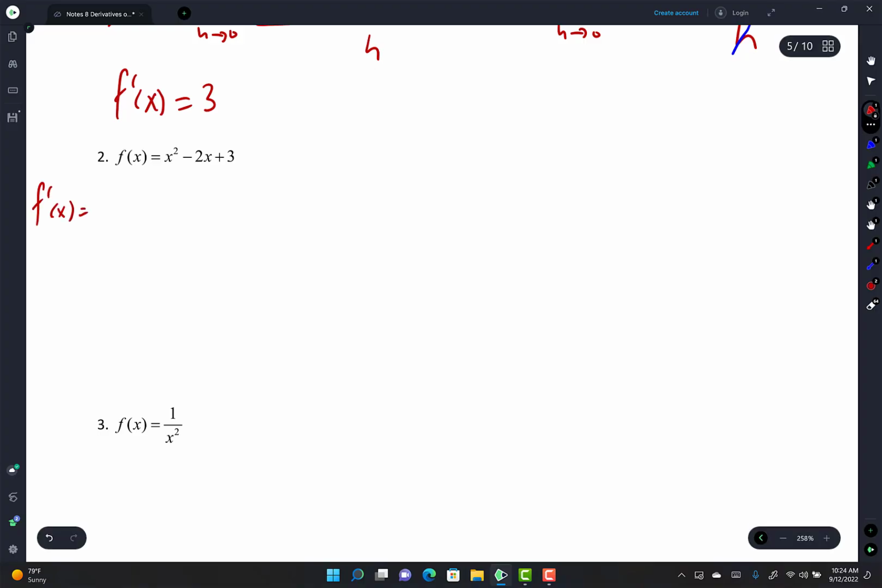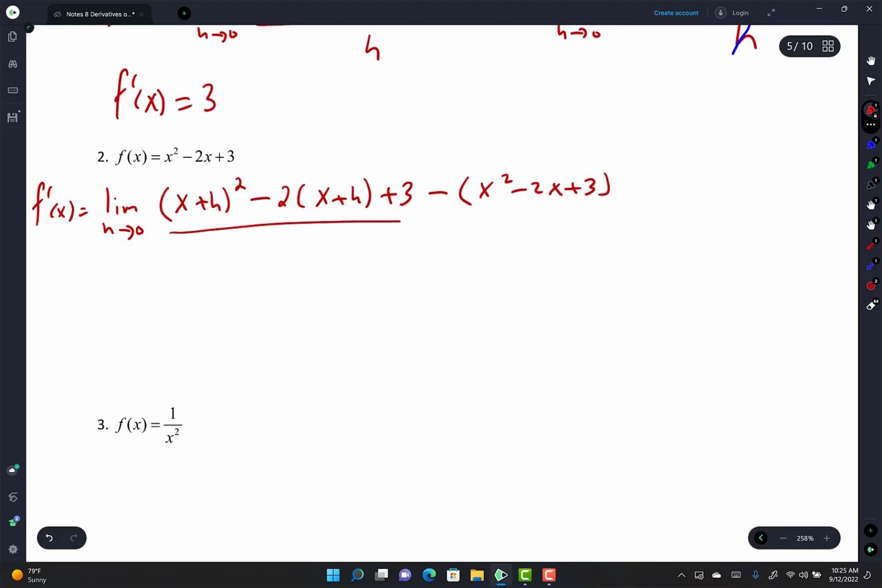F prime of x is equal to limit as h approaches 0, parenthesis x plus h, close it, squared, minus 2 parenthesis x plus h, close it, plus 3, minus that whole function, x squared minus 2x plus 3, all over h. Before I continue, does everyone know where I'm getting this formula from? Okay. Valencia? Okay. Abdul Kareem? Okay. Here we go.